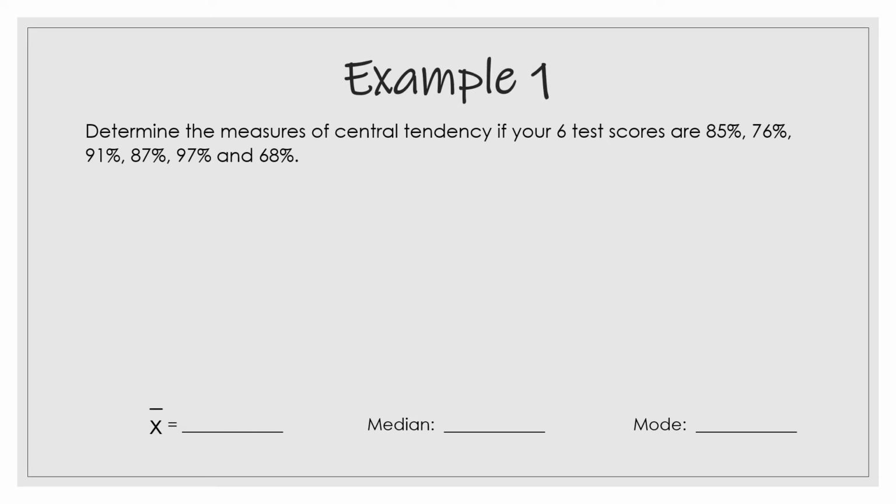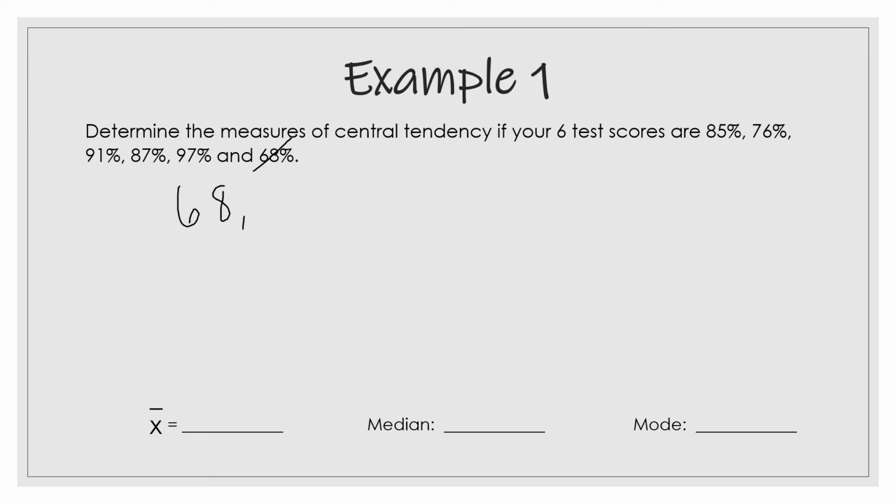Example 1: determine the measures of central tendency if your 6 test scores are as follows. The first thing you're going to want to do is order these numbers, and as I order them, I cross them out. So I know that 68 is the smallest. I'm going to cross that out, that way I don't accidentally repeat a number, or even forget a number.